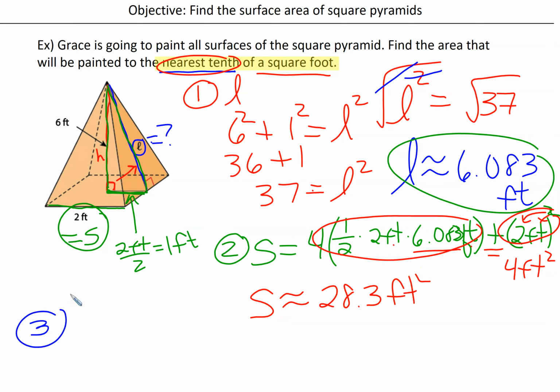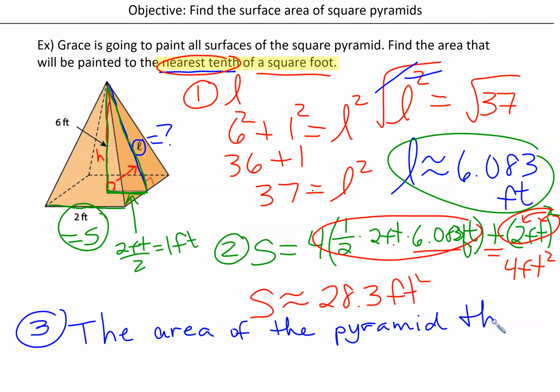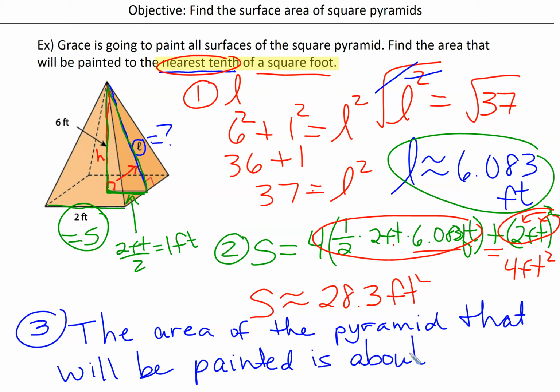So it says Grace is going to paint all surfaces, find the area that will be painted. So the area of the pyramid that will be painted is about, to indicate that we're doing an approximation here, 28.3 square feet.